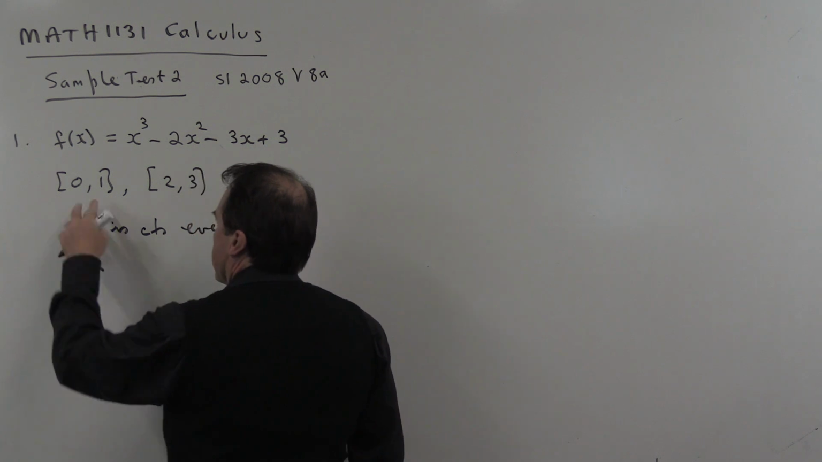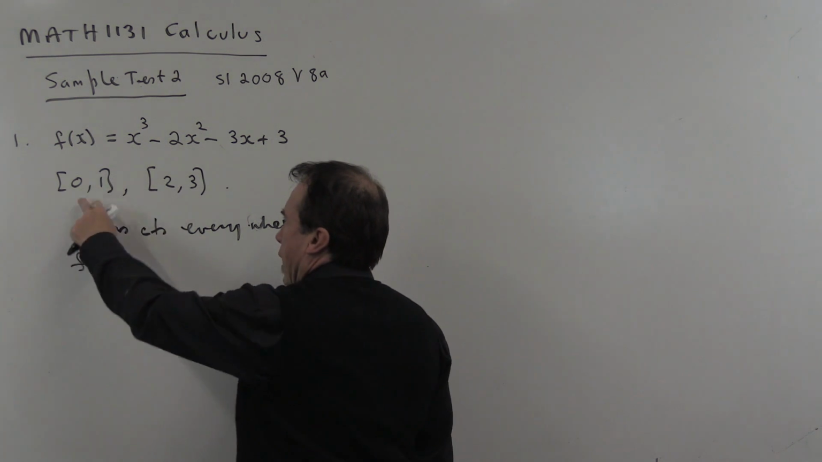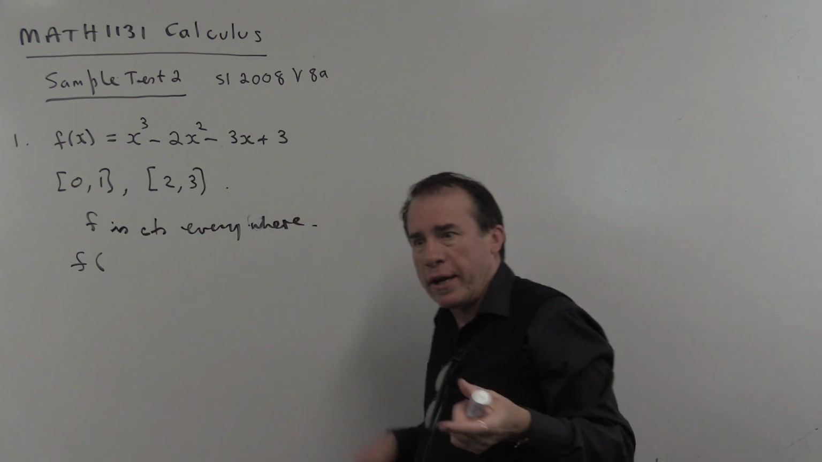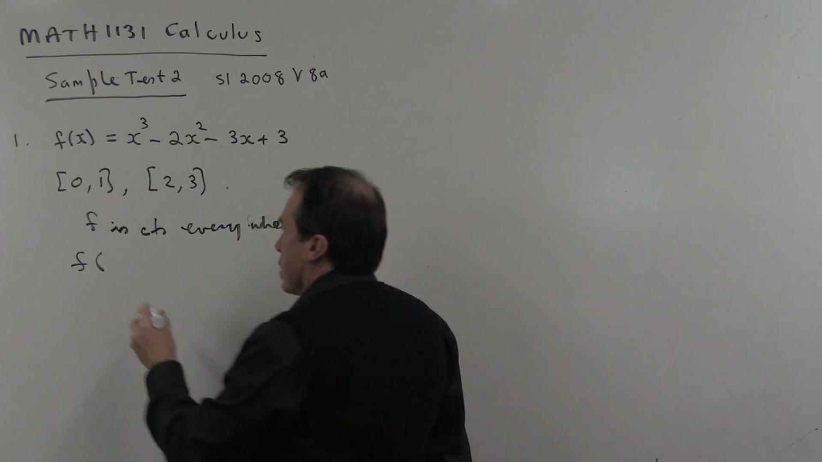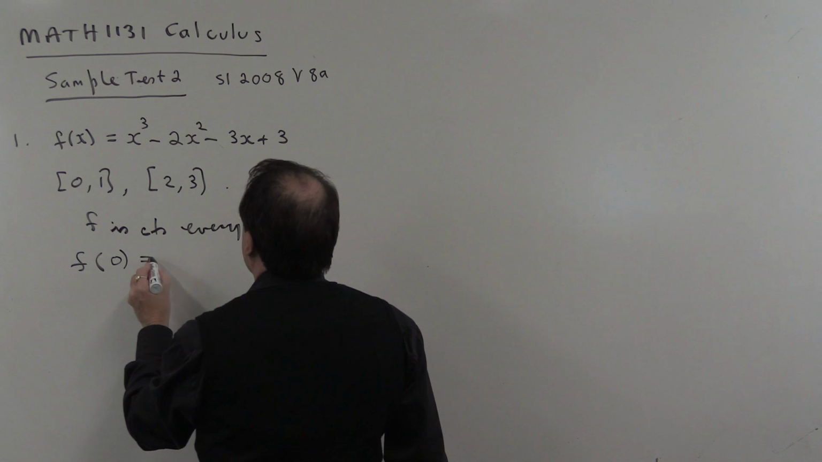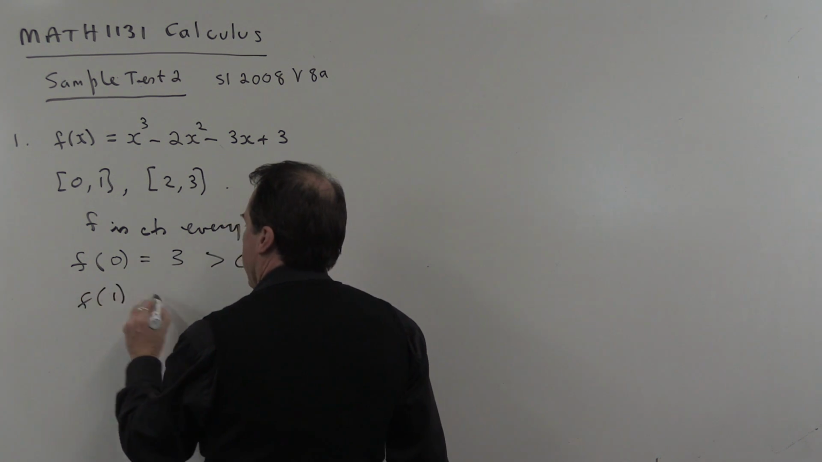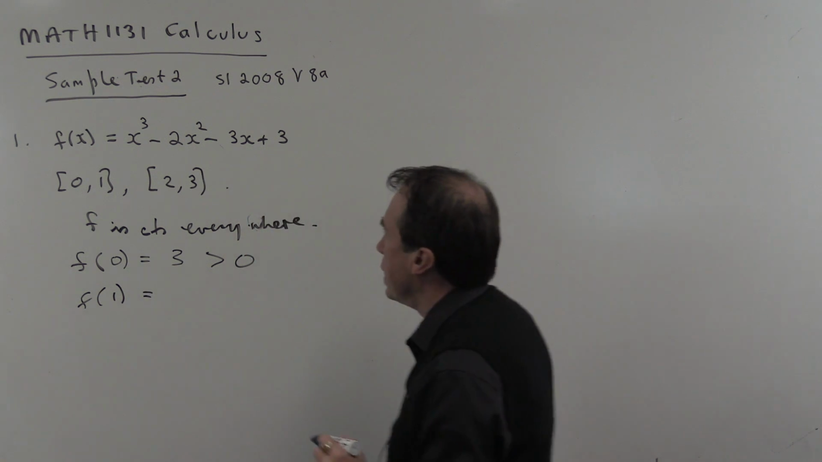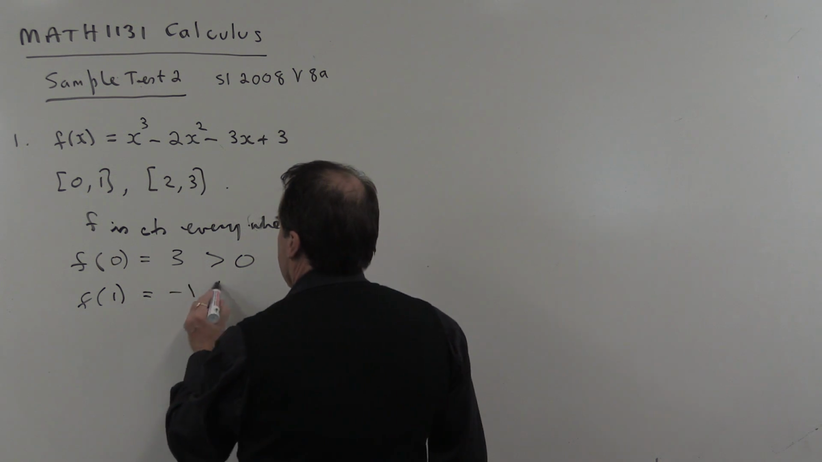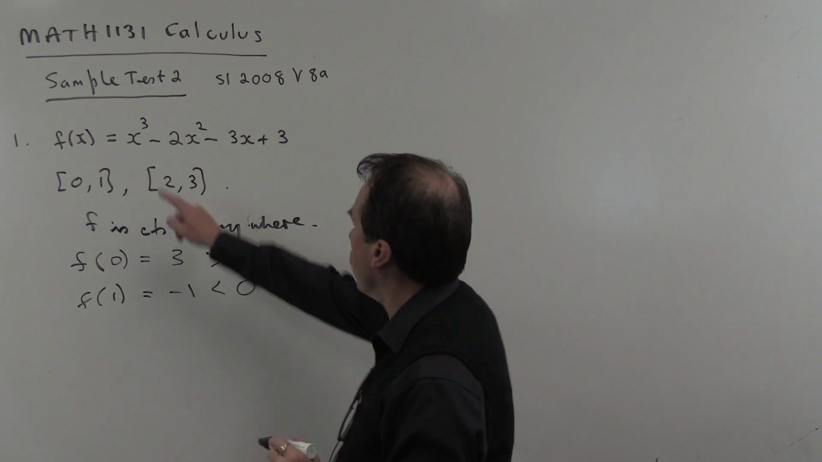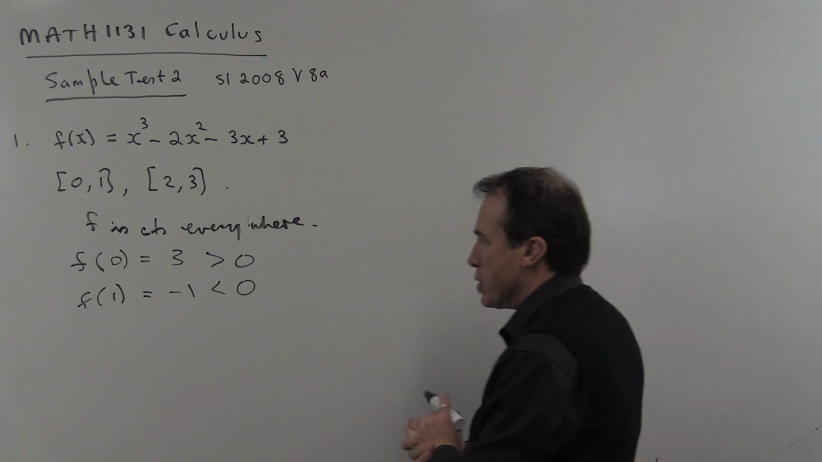Now, to show it's got a 0 in this interval, I just have to show that when I evaluate f at each of these 2 points, I get a change of sign. So I have to cross the axis somewhere in the middle. I'll work out f of 0, and that's easy, that's 3, which is positive. And I work out f of 1, we expect that to be negative. I'll get 1 minus 2 minus 3 plus 3, so I end up with minus 1, which is negative.